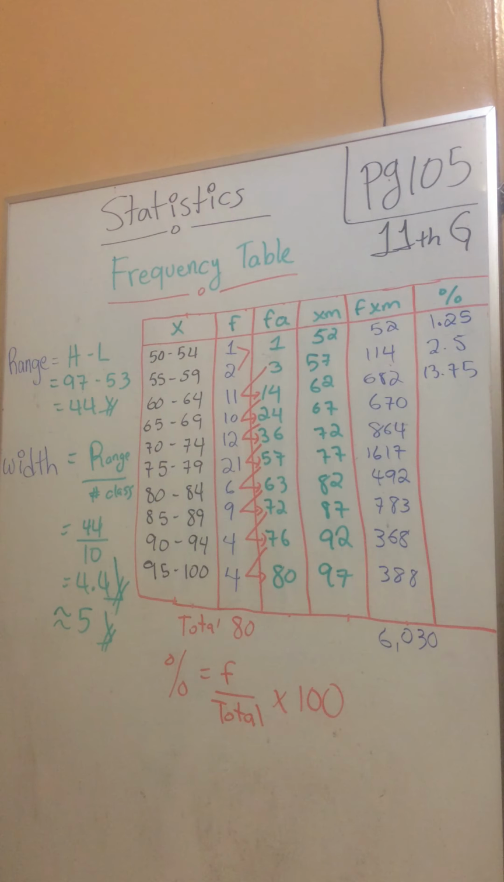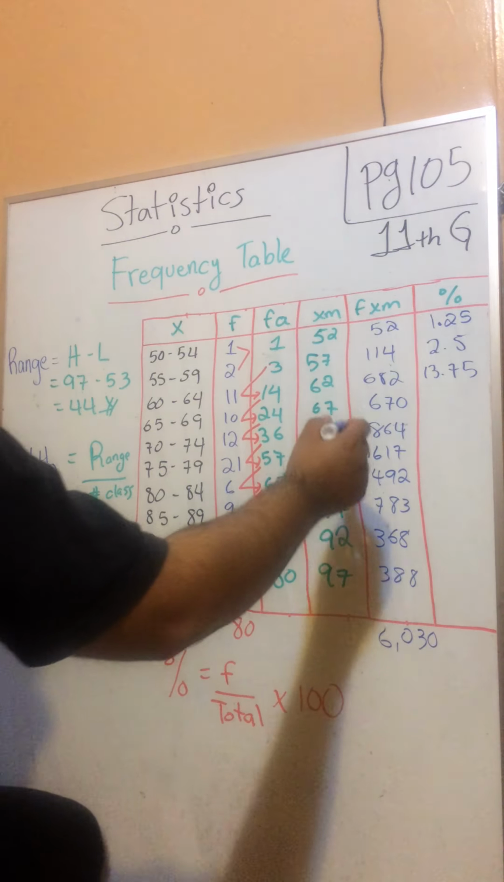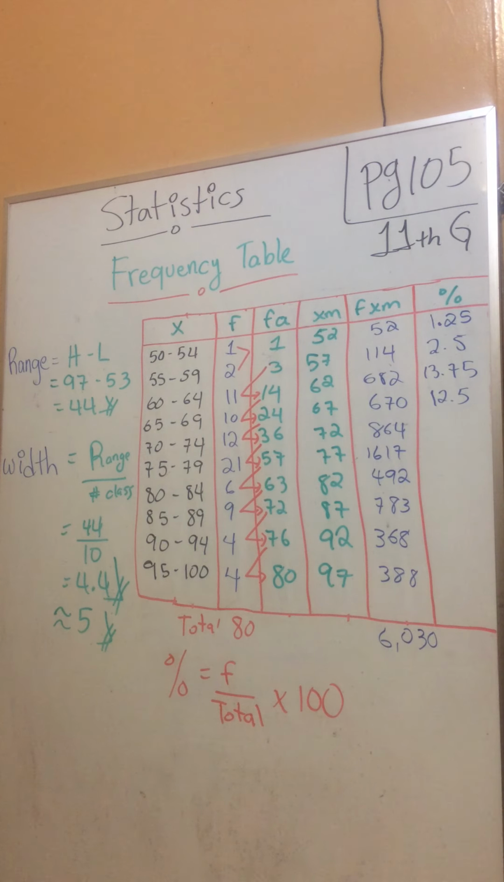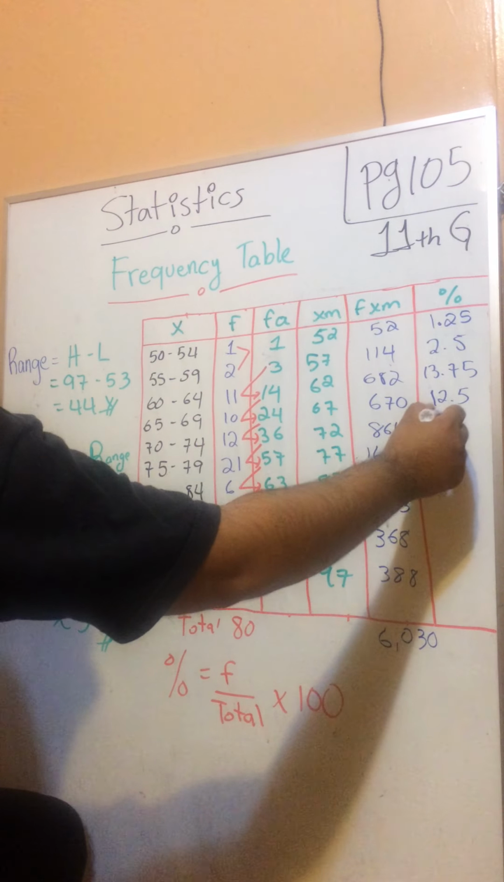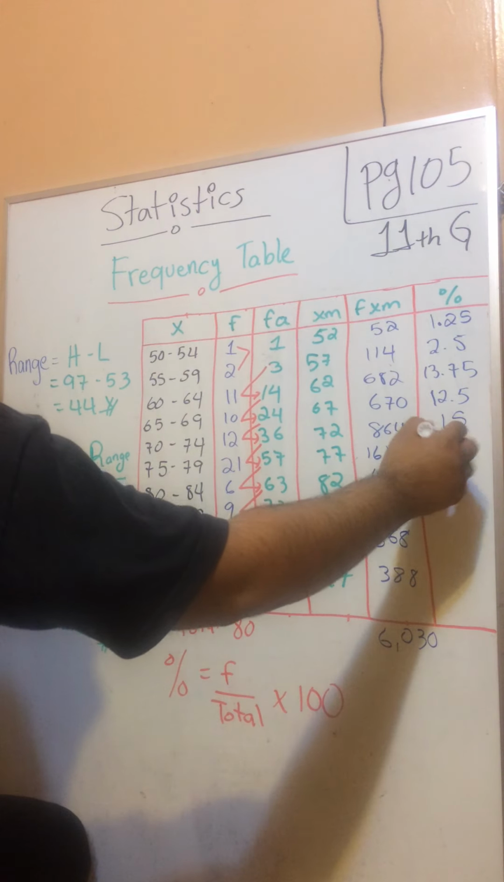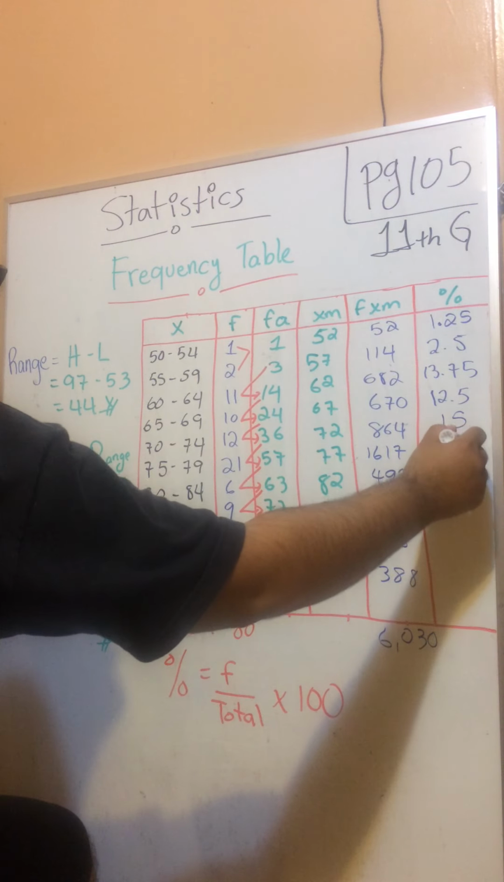10 divided by 80 times 100. That's 12.5. Then we have 12 divided by 80 times 100. That's 15. Then we have 21 divided by 80 times 100. That's 26.25. Sorry, 26.25.